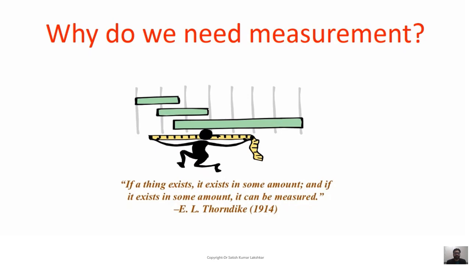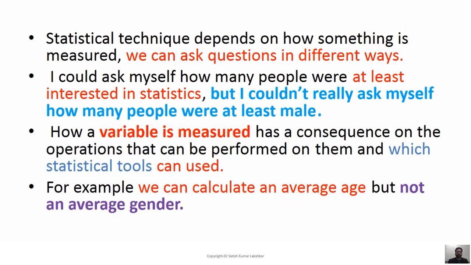Now, why do we need measurement? What is the requirement of measurement? We need measurement because of some reasons. The reason is that if we are able to measure anything, then only we are able to find a solution for our problem. When we talk about statistics, the statistical techniques depend on how something is measured. Statistics is like applied mathematics only, and in statistics, the technique depends upon how something is measured.